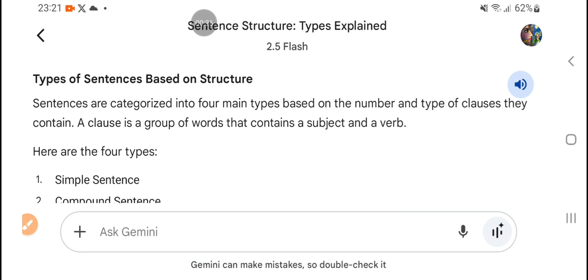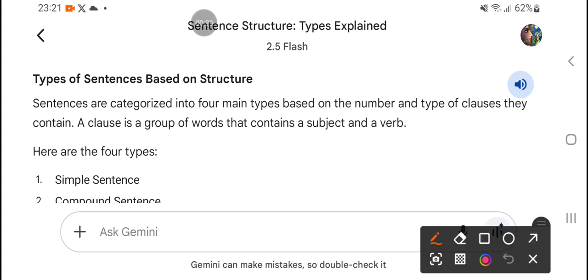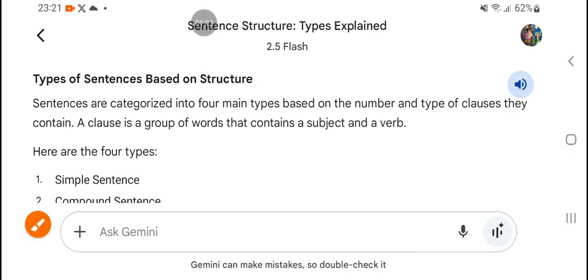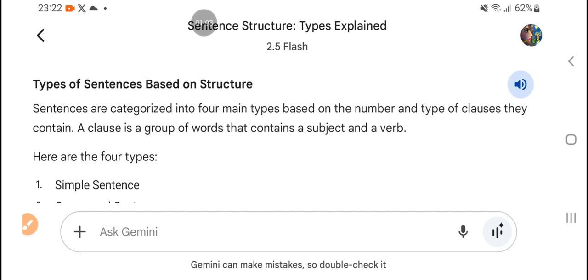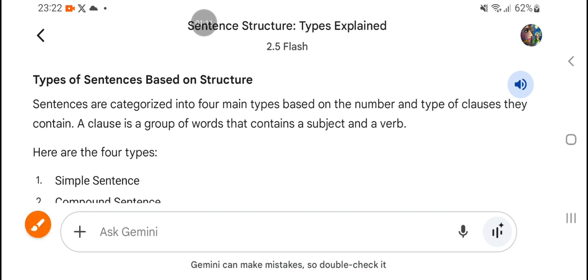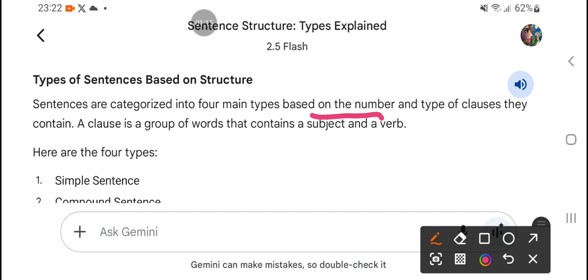Sentences are categorized into four main types, right? That were also four: declarative, imperative, right? And here is also interrogative, we had seen, right? Here also four types of sentences we are going to discuss, which are based on structure, that is, based on the number and type of clauses they contain.